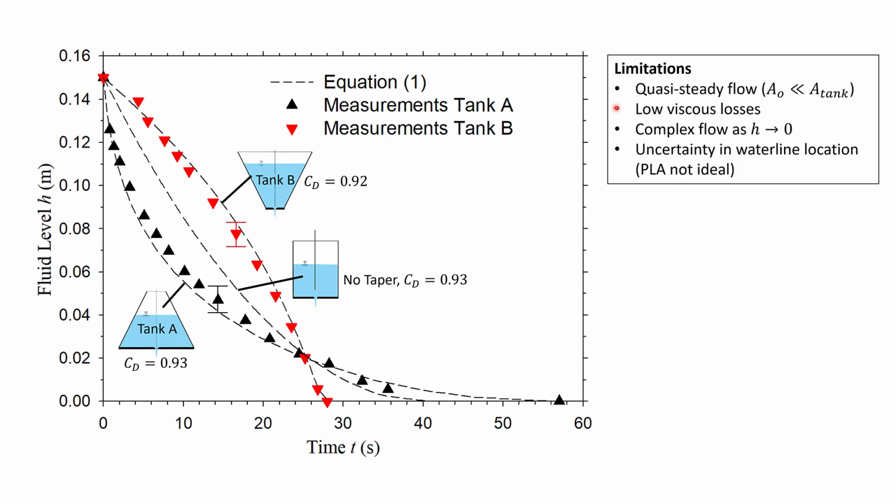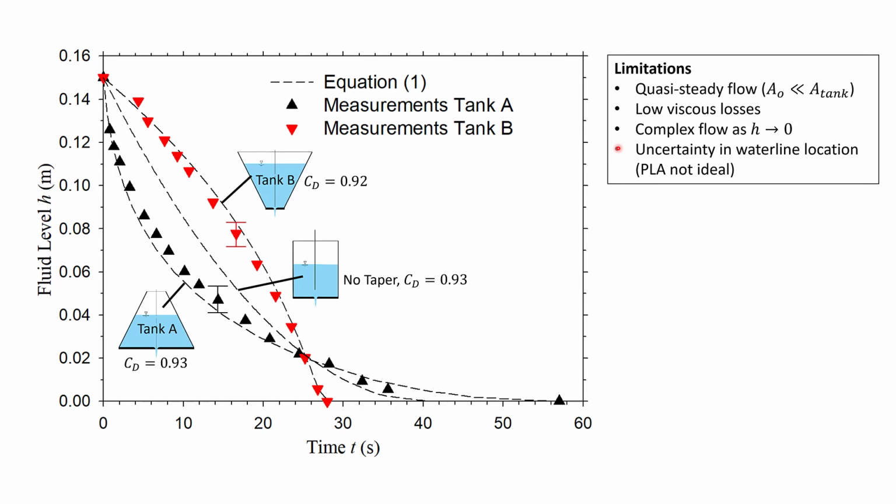Also, this experiment was done with water, which has low viscosity, so we have relatively low viscous losses as indicated by the high discharge coefficients. If you redid this experiment with honey, I don't think you'd get such close agreement. I should also mention that this model isn't really valid for very low values of H. Once the discharge hole is not fully covered with liquid, the flow gets more complex, and our model ignores this complexity.